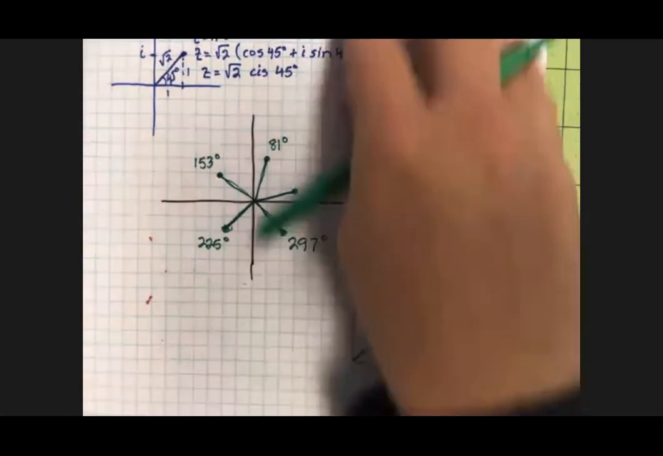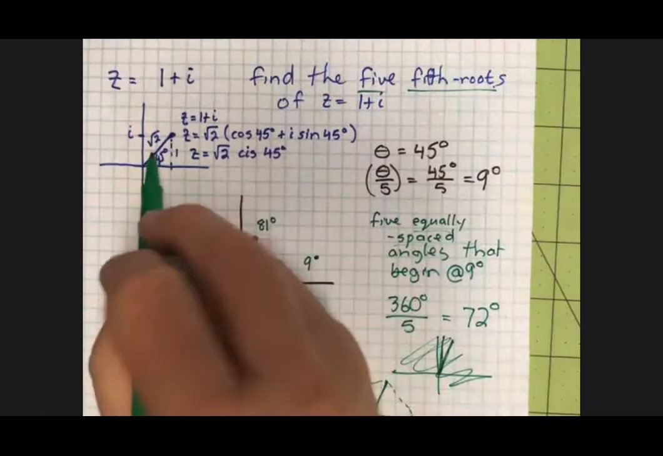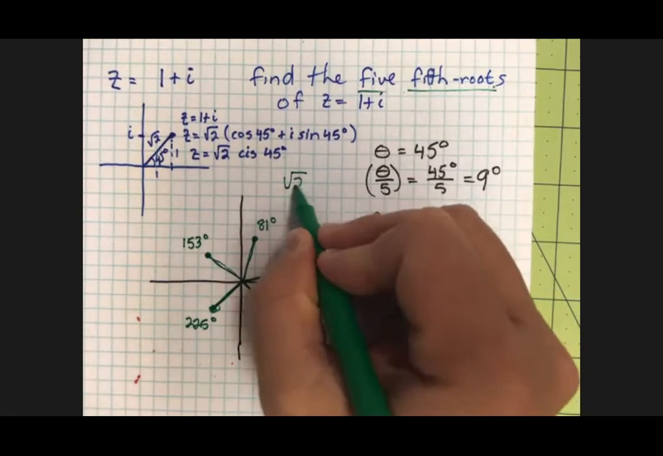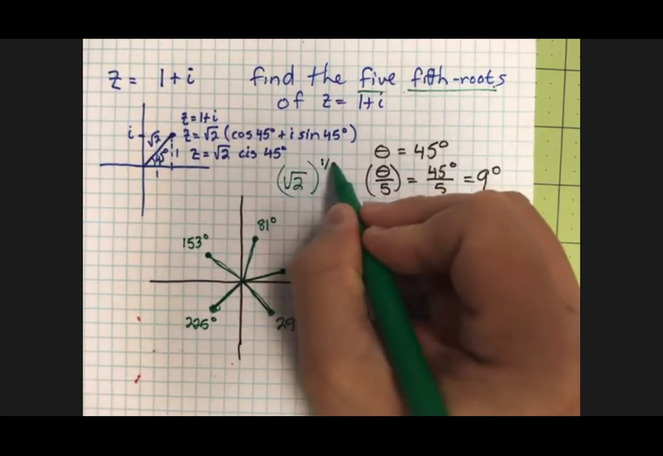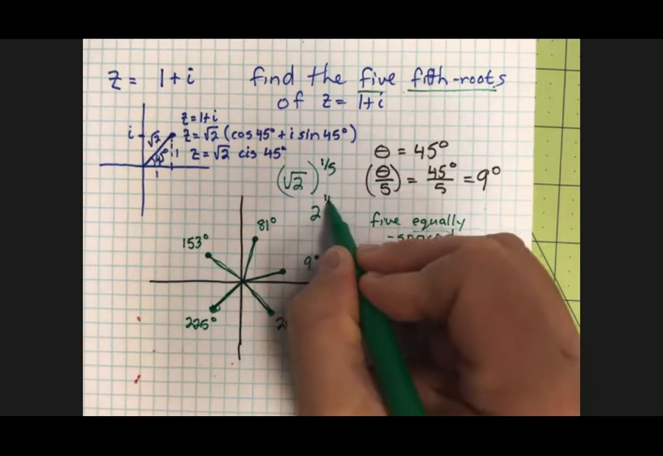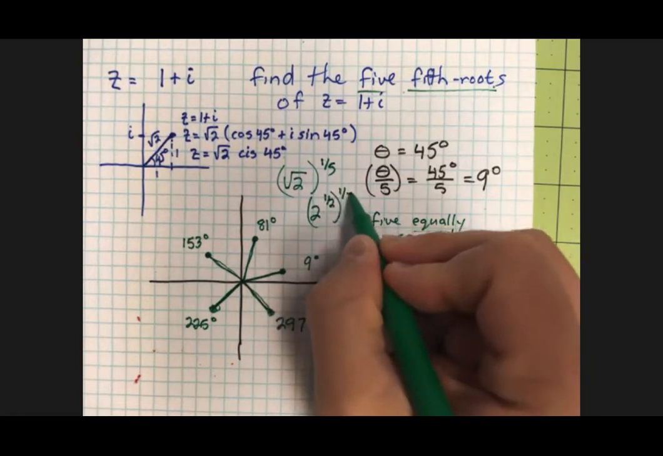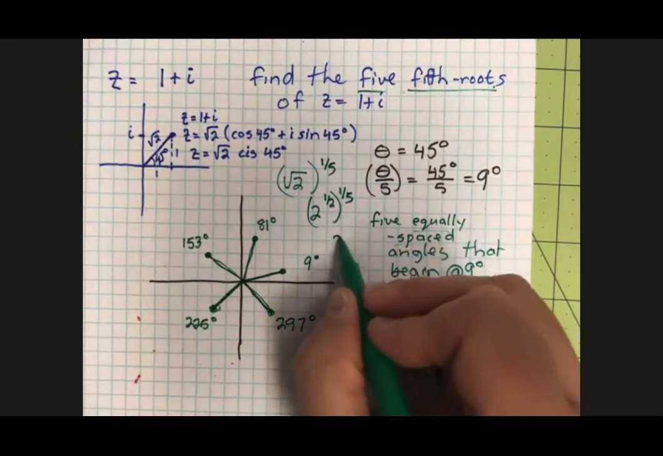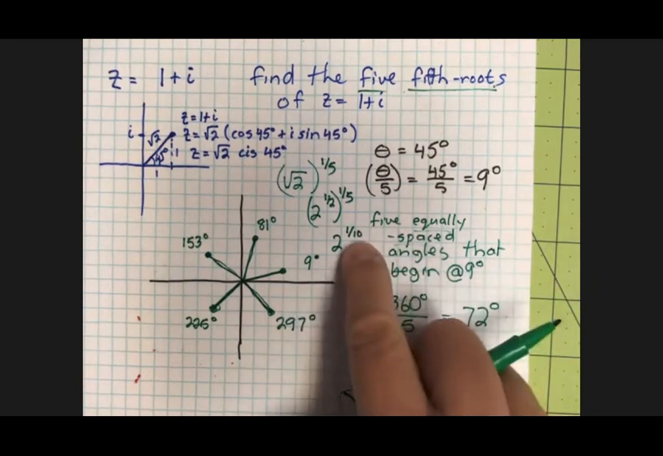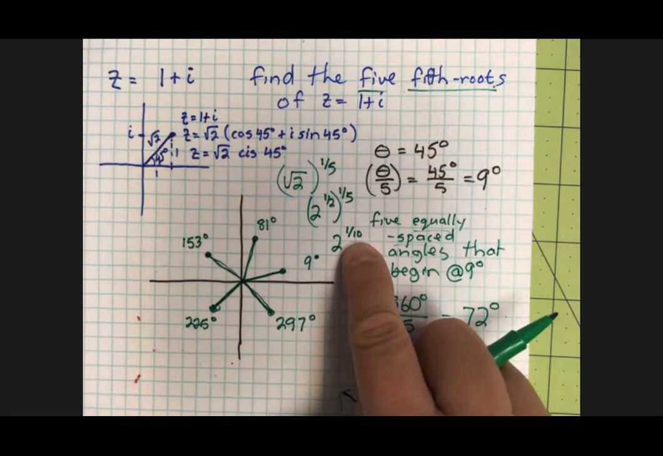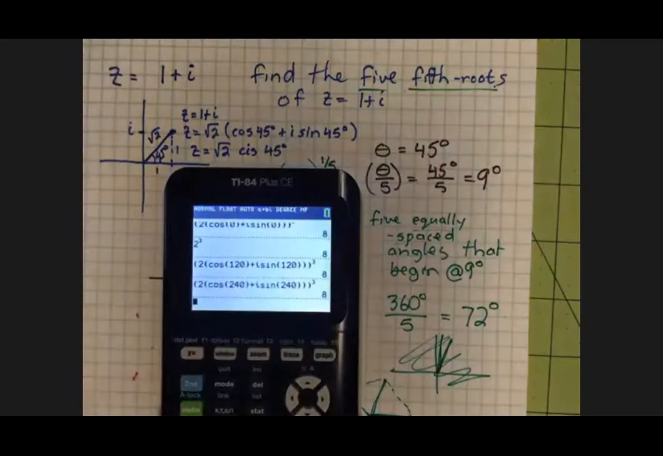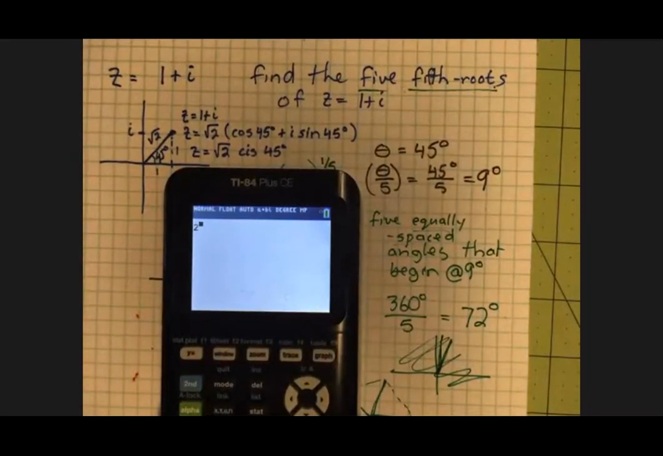Now, these are five equally spaced angles, but what should their radius be? Because I want the fifth root of the square root of 2. What is the fifth root of the square root of 2? What's 2 to the 1/2, the square root, and then to the 1/5? By the exponent rules from algebra, that's 2 to the 1/10. I do not know what 2 to the 1/10 is. I'm going to have to ask a calculator. It's very close to 1. Let's just get a feeling for it here: 2 to the power 1/10.